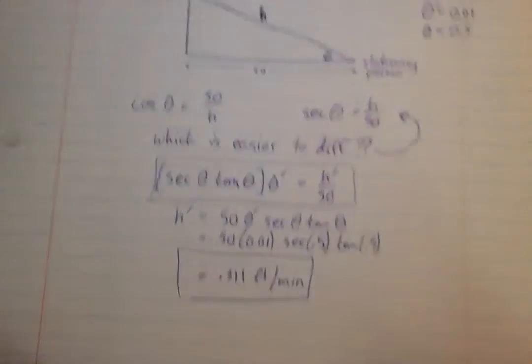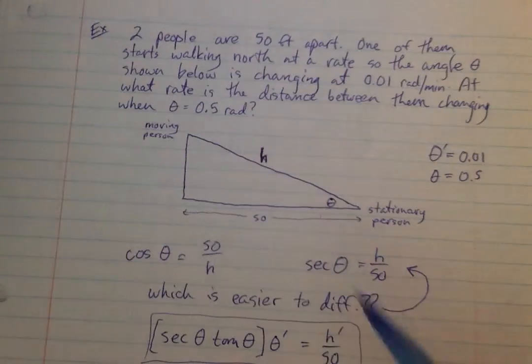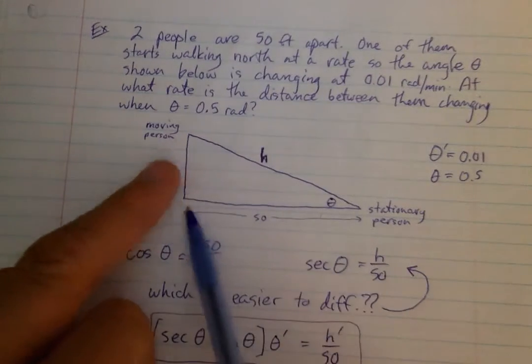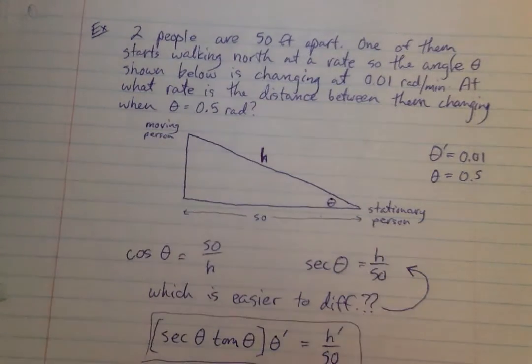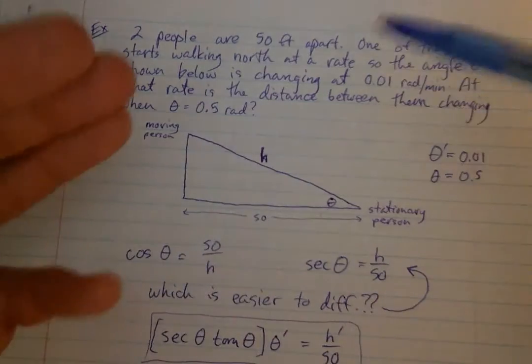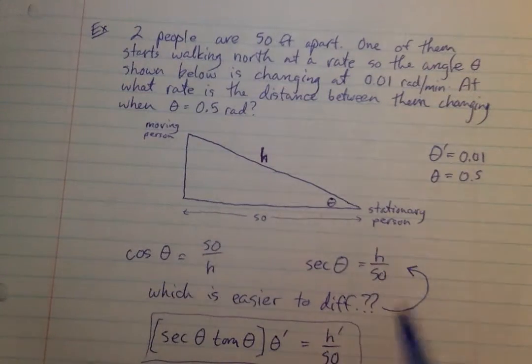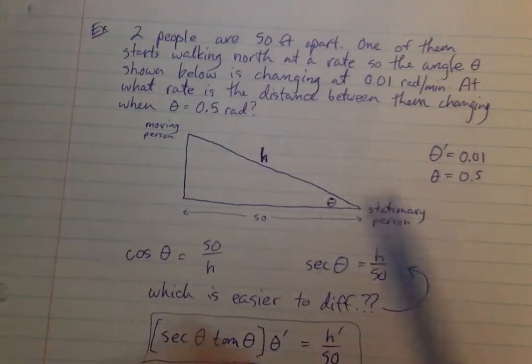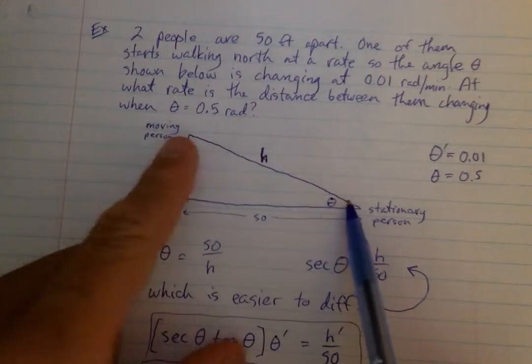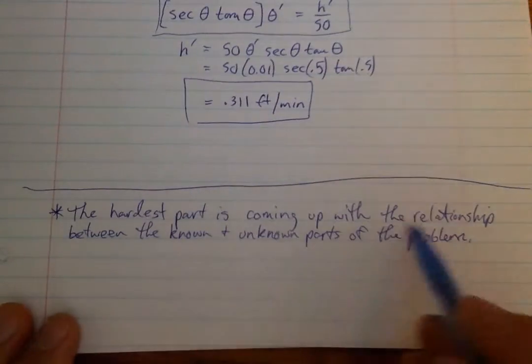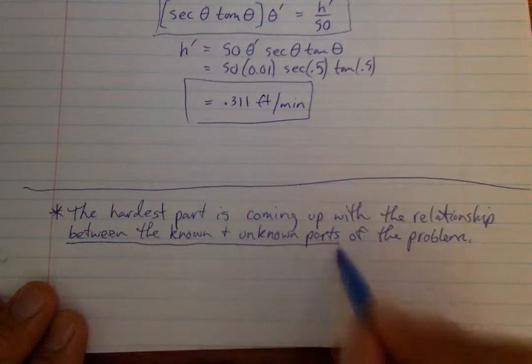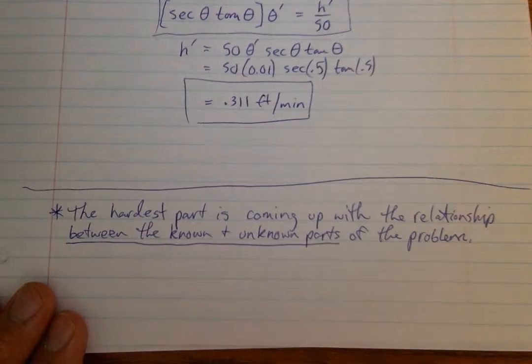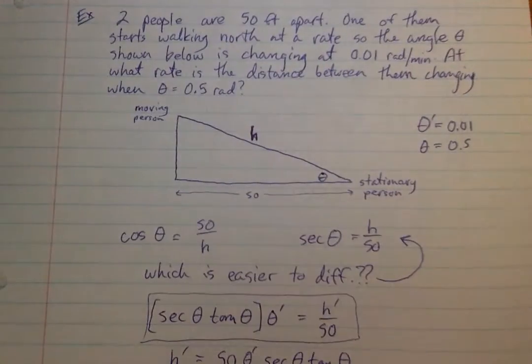So, using related rates, we were able to basically sketch this out, use geometry, and figure out the relationship that related our known, which was the angle, to our unknown, which was the change in distance. And as I said before, the hardest part is coming up with the relationship between the known and unknown parts of the problem. That's the part where you really can make your life easy or you can make it awful. So, always try to make it easy. Think ahead.